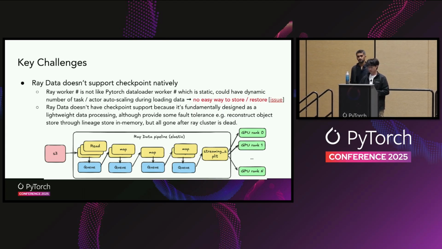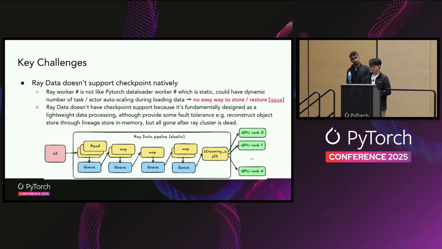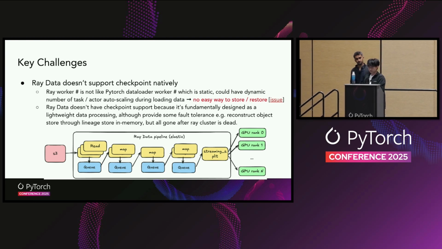Although Ray data itself has some fault tolerance semantics, like it can reconstruct the object store data using lineage upon failure, in reality some failures could be non-recoverable or even happen on the GPU ranker side. Once that happens, the entire Ray application will fail, and we lose all the state in the Ray cluster, the Ray data side.